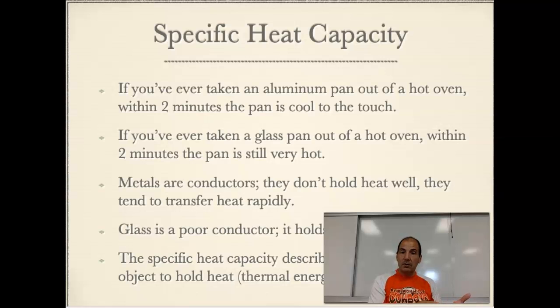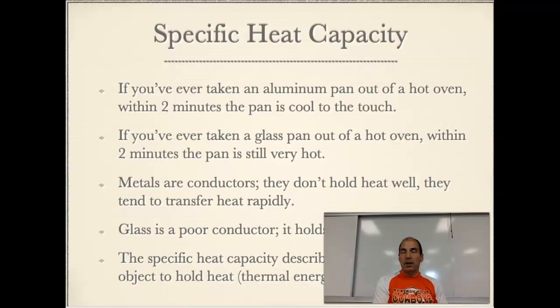Specific to the substance, capacity, ability to hold. So heat capacity, we're talking about the ability of a substance to hold heat. Metals are conductors. They have low heat capacities. Glass is more of an insulator, so it's designed to have a higher heat capacity. It is supposed to hold heat well. The difference in cooking between those is important.